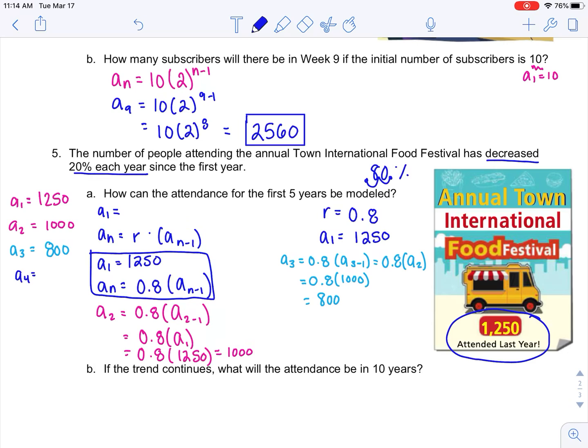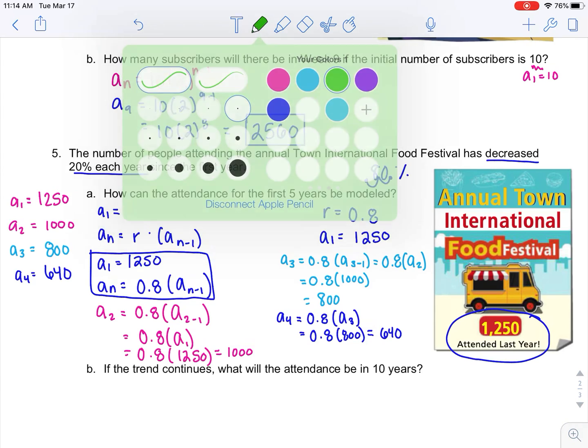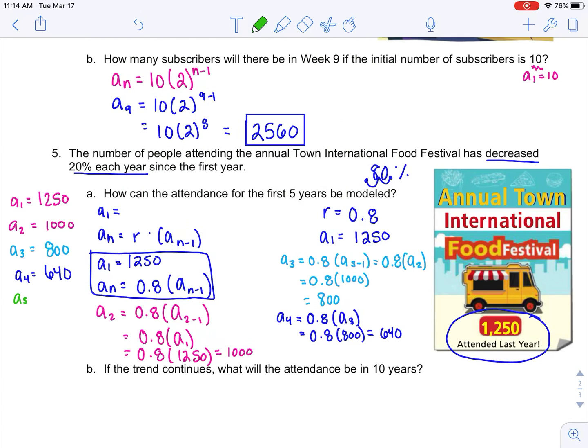A3 is 800, which we can now use to find A4. So we're going to have A4 equals 0.8 times A4 minus 1, which is A3. And we know A3 is 800, so 0.8 times 800, which gives us 640. So A4 is 640. And last we have to find A5.